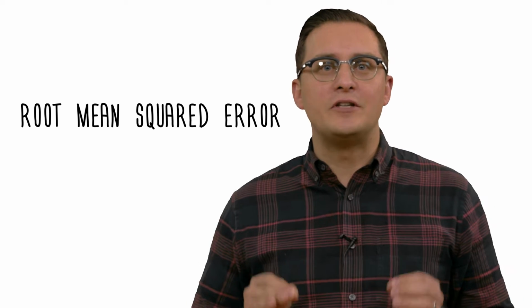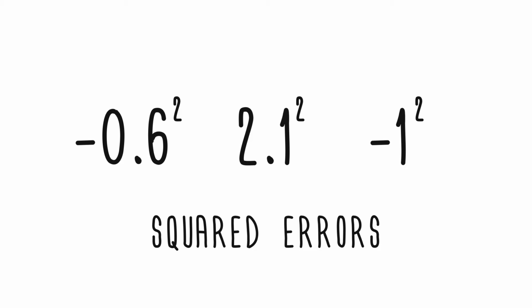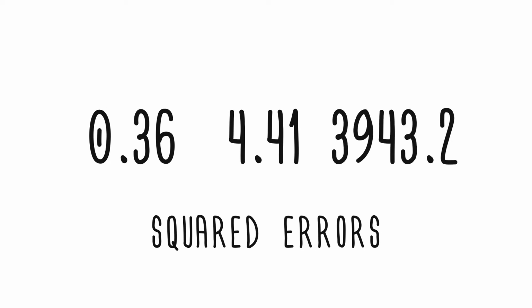Let's parse this term to define it. Let's say that a competitor predicts 3.4, 4.1, and 2.0, but the true scores are respectively 4, 2, and 3. The errors are 3.4 minus 4, which is negative 0.6, 4.1 minus 2, which is 2.1, and 2.0 minus 3, which is negative 1.0. These can be negative and cancel each other, so we square them to get the squared errors. 0.6 squared is 0.36, 2.1 squared is 4.41, and 1.0 squared is 1.0.